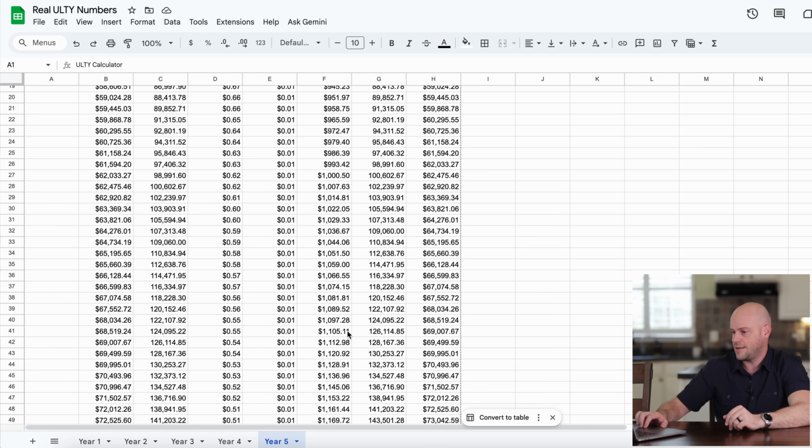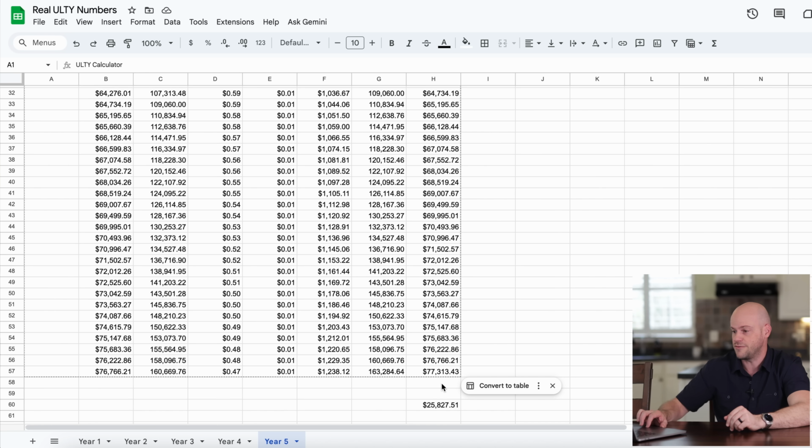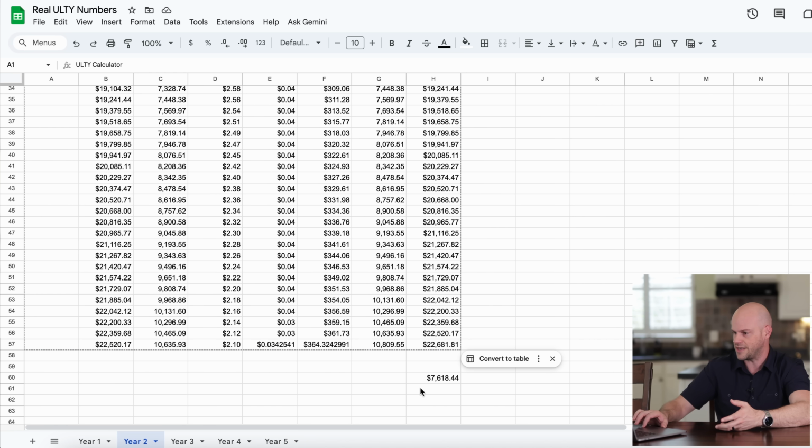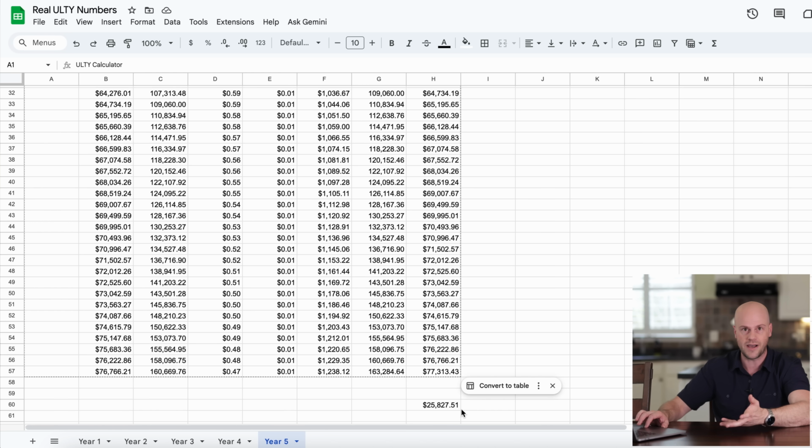But if you look down below, the total amount that you've earned would be $77,313, even though the value of the stock went down to 47 cents, and you're only making 1 cent per share. So that means that year 5 alone, you made $25,827. Now, that 1 year alone, you made 2.5 times your original investment. That's pretty amazing. And this snowball effect is just going to continue to get bigger and bigger and bigger. As you can see, year 2, you were making $7,000, and on year 5, you're making $25,000. It's going to be pretty amazing.